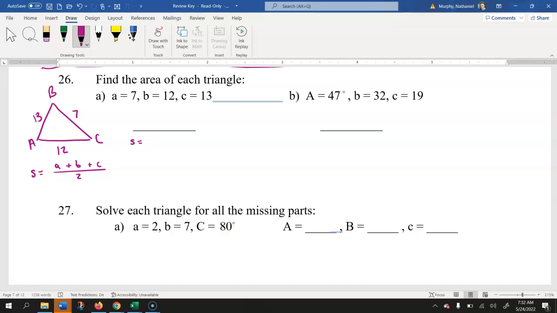So when I add the three sides together, 7 plus 13 is 20. 20 plus 12 would be 32. And half of 32 would be 16. So I know that my semi-perimeter is going to be 16.